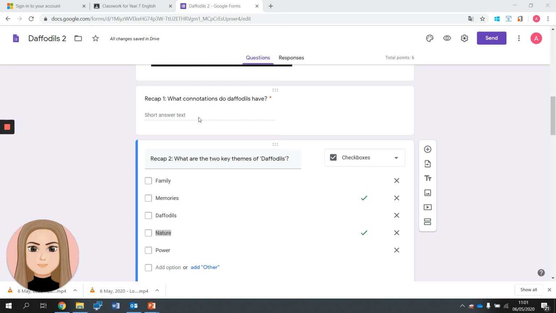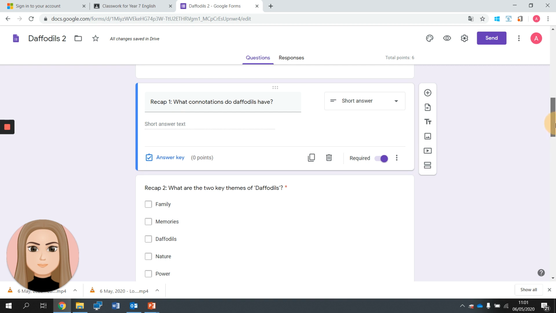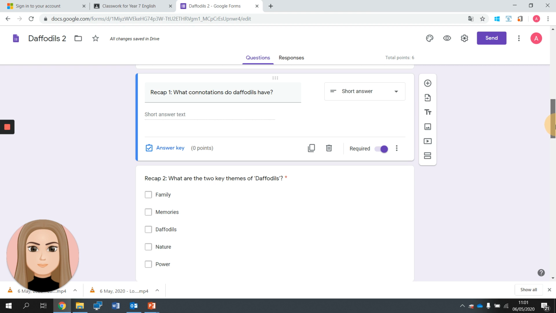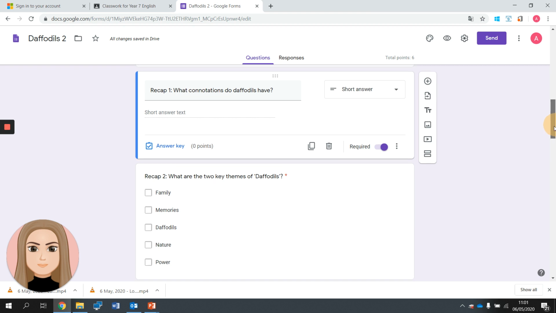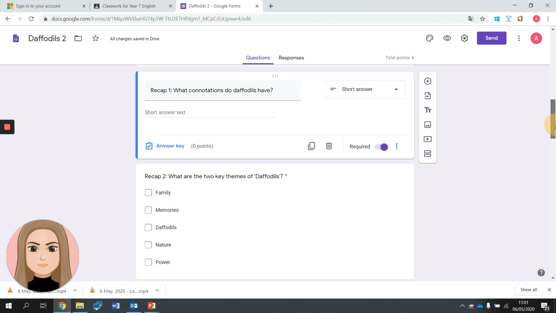Okay, let's have a little look through some of the answers to these questions. So, recap number one, what connotations do daffodils have? Now, as you probably remember from yesterday, there are lots of possible answers that you could have put for this question. You could say that they have connotations of spring, happiness and joy, reflection, rebirth, renewal, hope, or any of the other ones you can remember from yesterday. Okay, so well done if you got any of those ones right. And you can add in as many as you can remember into that box.